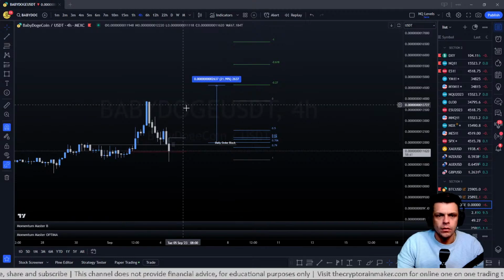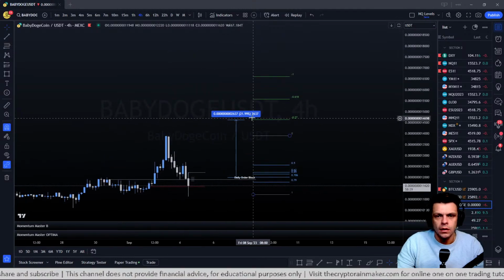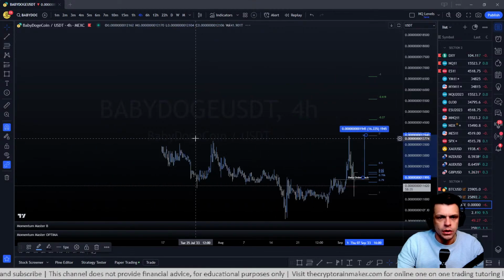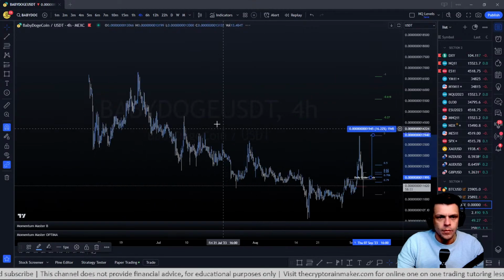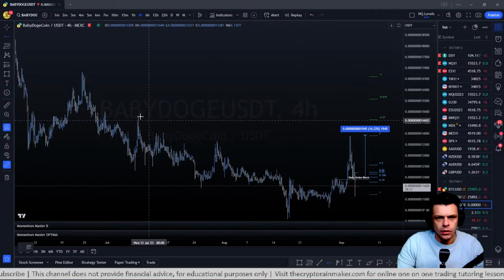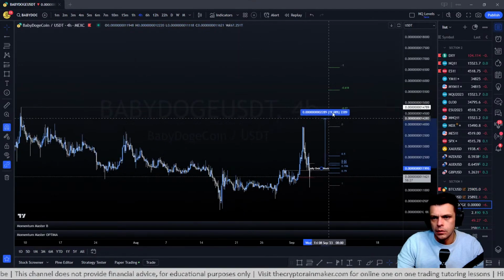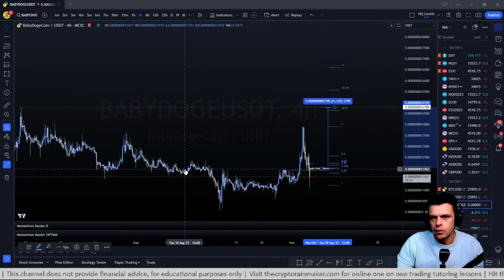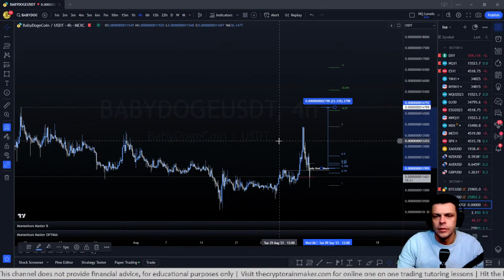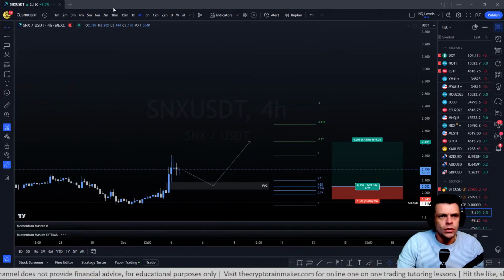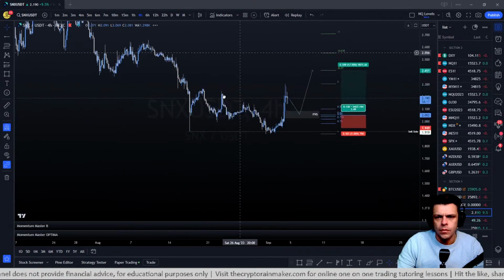And then you can ride it towards this high, which will be more or less about 16-17%. And then the next target will be that high right there. And that will give you a potential gain of 23%. Right, that's baby Doge. And then I was also looking at SNX earlier.